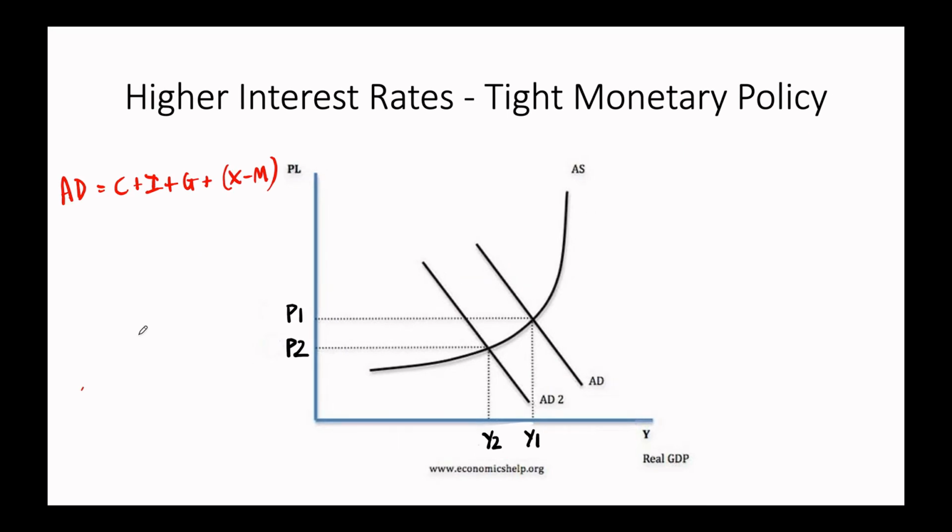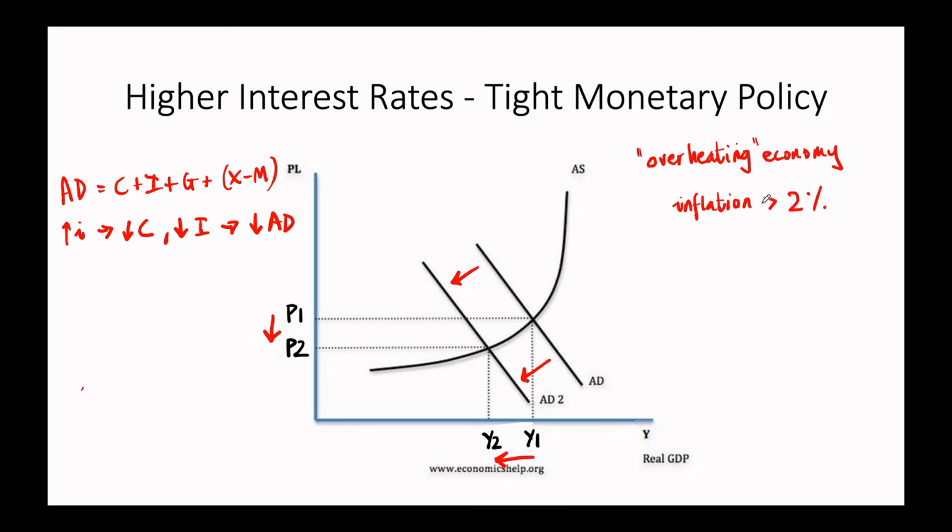The opposite is true for tight monetary policy, which involves increasing interest rates. Higher interest rates, as we know, will likely lead to a fall in consumer spending and a fall in business investment. This in turn leads to a fall in aggregate demand, which can be shown on this macroeconomic diagram as an inward shift in the aggregate demand curve. This then leads to a fall in the price level from P1 to P2, and it leads to a fall in real GDP from Y1 to Y2.